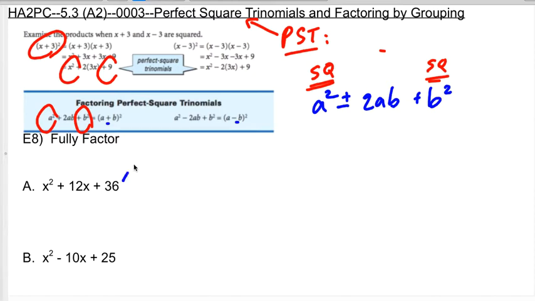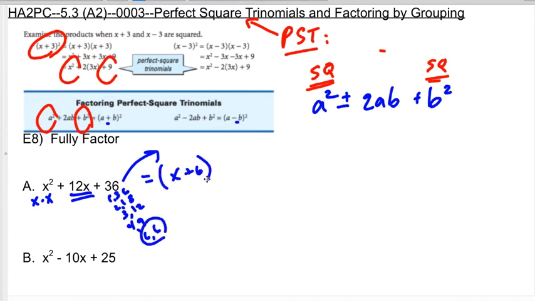Now you can factor this the old school way. You could say, oh, I get it. My front seats have to be an x and an x. My back seats are either a 1 and a 36, or a 2 and an 18, or a 3 and a 12, or a 4 and a 9, or a 6 and a 6. But they have to add to 12x. Oh, hey, look, it's a 6 and a 6, and you would get that this is x plus 6 times x plus 6. Or you could write that as x plus 6 quantity squared.